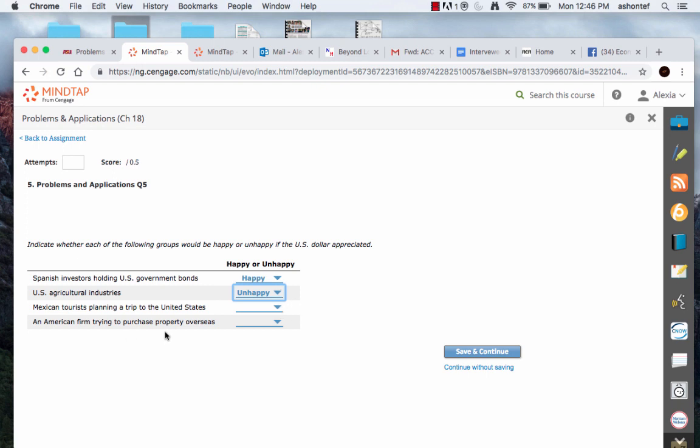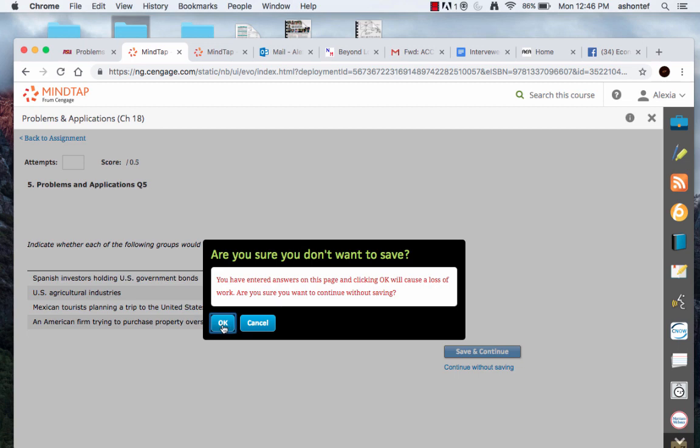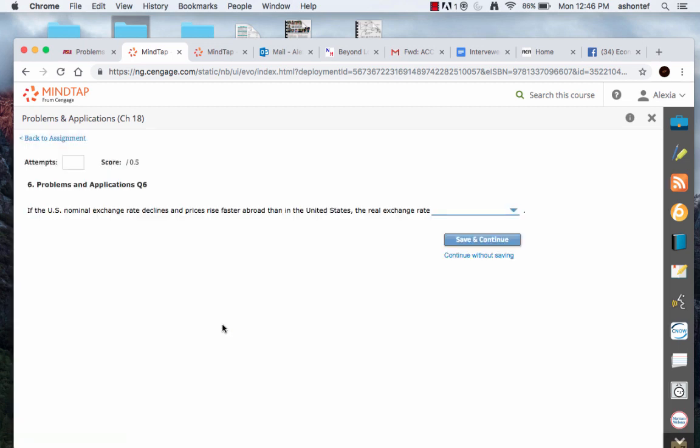And then the last one, an American firm trying to purchase property overseas, they're going to find it wonderful because the dollar has gone up in value, so it buys more currency overseas, so they would be happy. So kind of giving you that one. But take a little bit of time to think this through, because this can become important, especially if you're planning a trip going overseas somewhere. Okay, so we'll continue on. So question number 6.